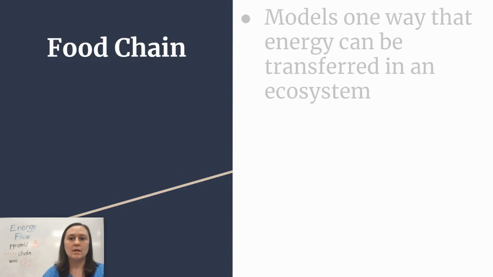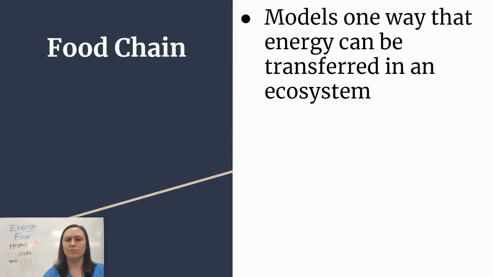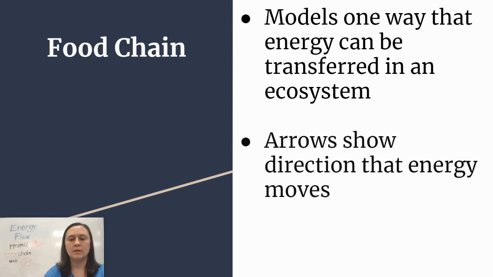Next, we have food chain. So you should be very familiar with food chains. But every year I find that we have to go back over this because there's just more to learn than you think. So food chain models one way that energy can be transferred in an ecosystem. That's really important. One way. That is so important. So in a food chain, you're going to have arrows.